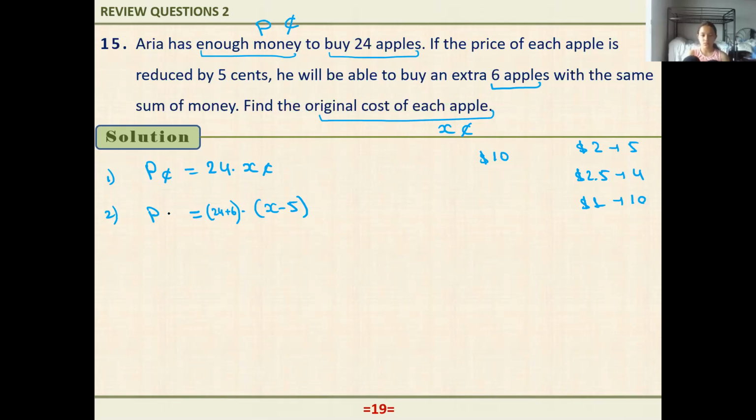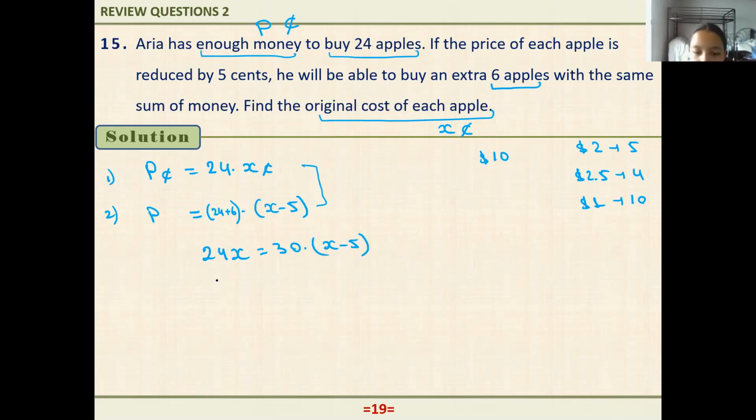So the left-hand sides are equal. Now again, we are going to form an equation. As you notice here, in all the problems, once we form the equation, the solution method is the same. So here we have 24x on the left-hand side. The cents cancel each other. 24 plus 6 is 30 times, here we have x minus 5.